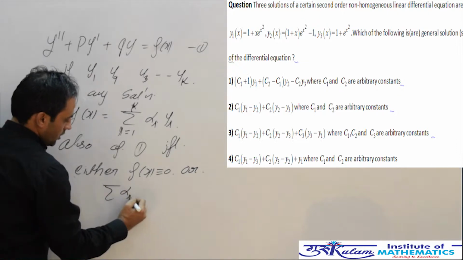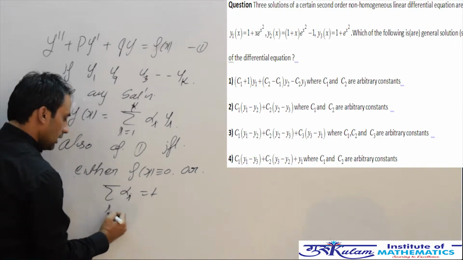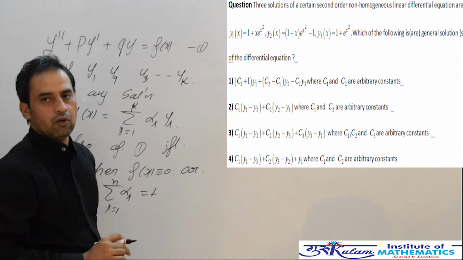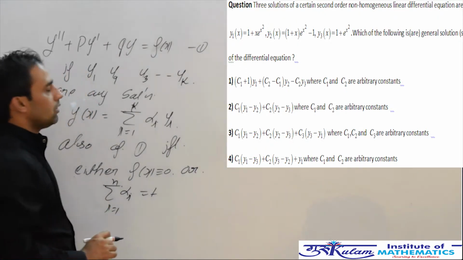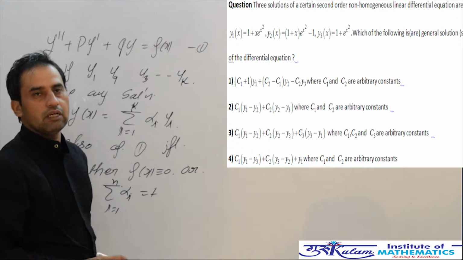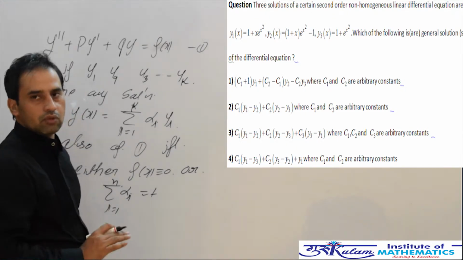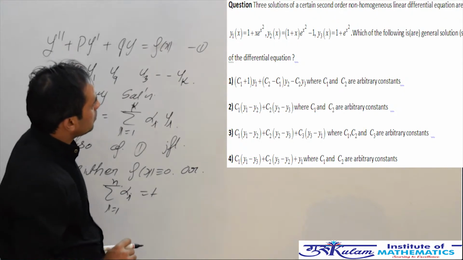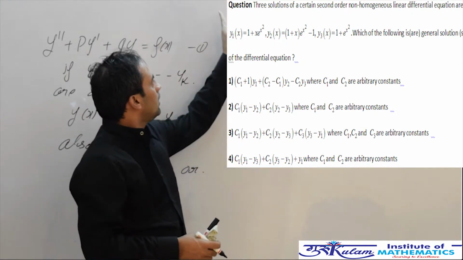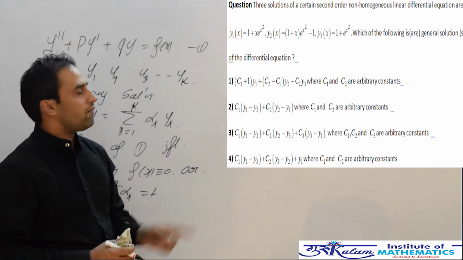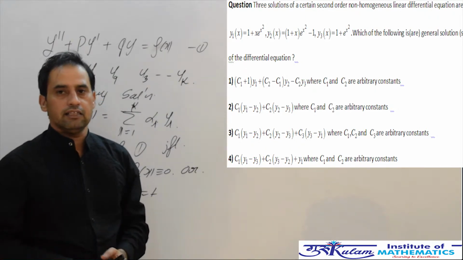the summation of alpha i equals 1, with i varying from 1 to k, that is, the sum of all coefficients should be 1. So this is called the principle of superposition for second order linear differential equations. In general you can define it for nth order linear differential equations. In this question we have a non-homogeneous linear differential equation, and y1, y2, y3 are any three solutions.